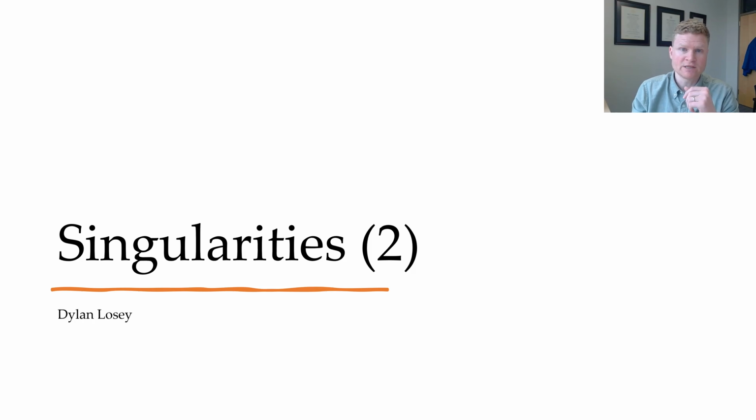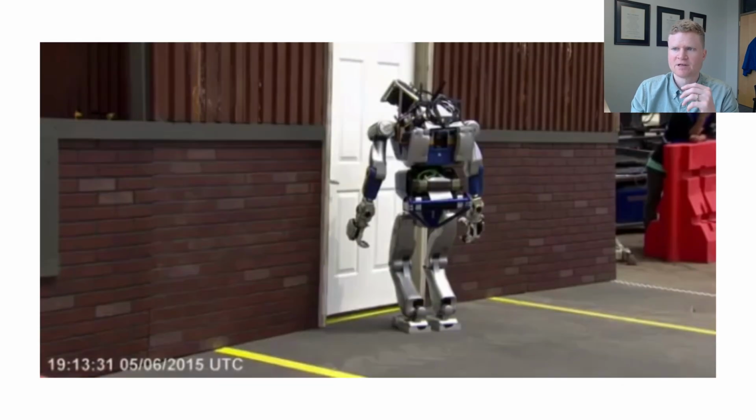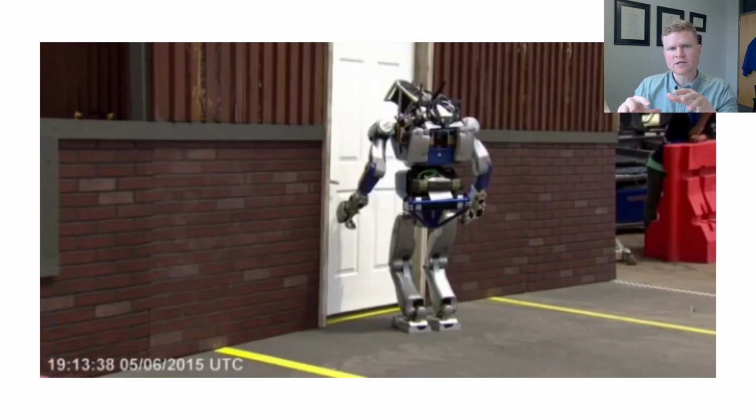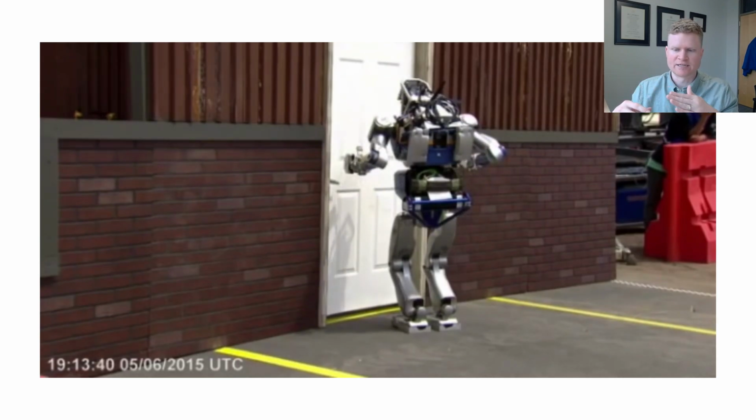Today we have our 14th lecture on singularities. So a singularity is when my robot can originally move in some direction, and then because of its joint position, it loses that ability to move in that direction.